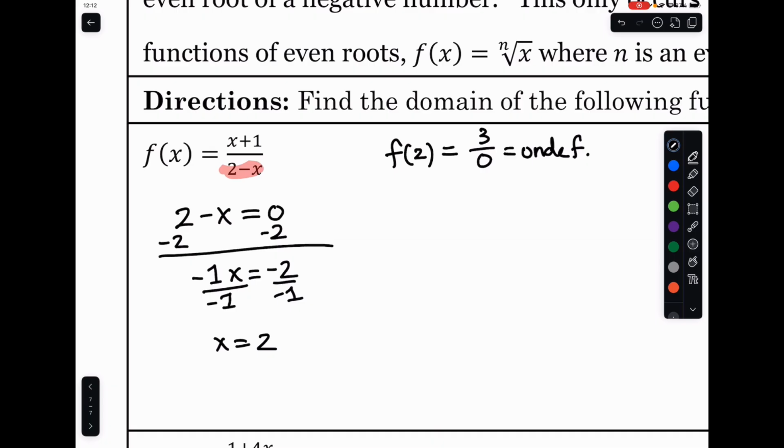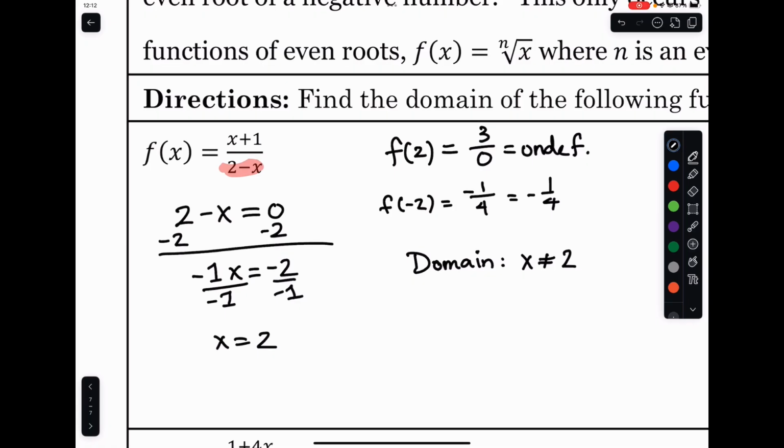And this is only going to occur when I plug in the number 2. If I plug in any other number, let's plug in the number negative 2, I'm going to end up with negative 1 on the top and positive 4 on the bottom. So my answer is negative 1 over 4. I get an actual value out. But when I plug in 2, I get a value that is undefined. So my output value doesn't exist. And because of this, this number 2 needs to be excluded. So our domain is going to be all real numbers except for the number 2, which using inequalities is simply denoted like this. So x cannot equal positive 2.